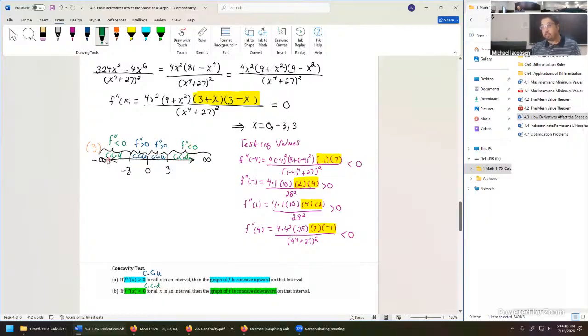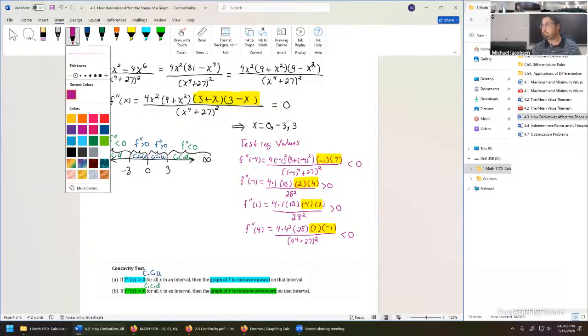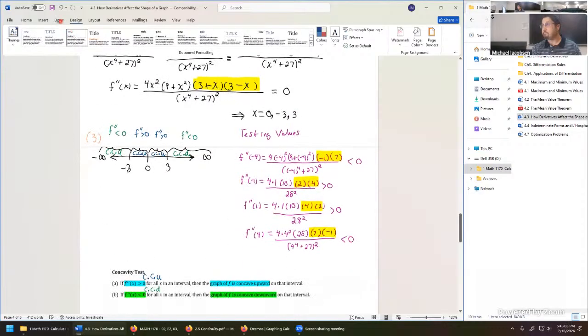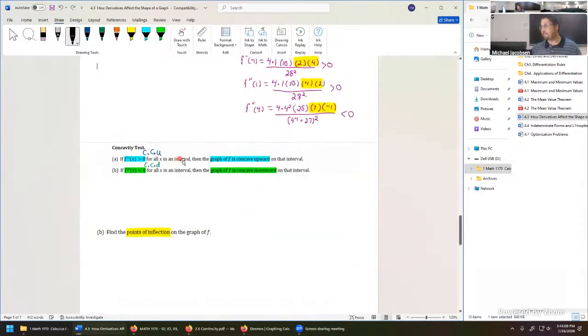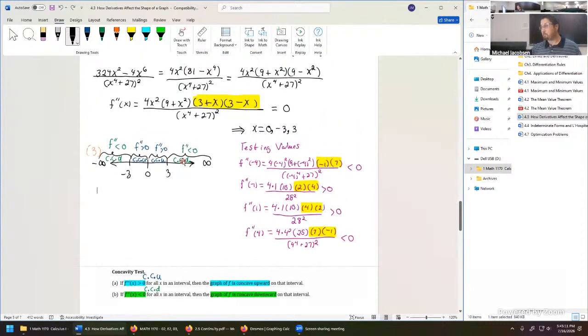So we have a sign chart. We have some information here. We still have to write out our full conclusion. But any questions at all, folks, with the full write up for concavity? Oh geez, what did I do? Let me see if I can fix that. Okay, there we go.